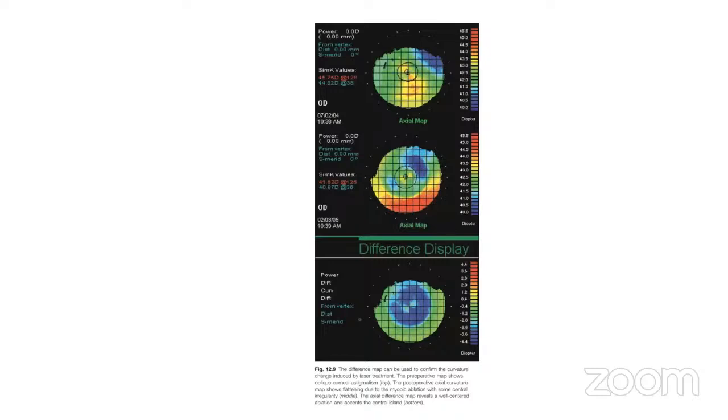This map shows the difference map can be used to confirm the curvature change induced by laser treatment. The preoperative map shows oblique corneal astigmatism, while the post-operative axial curvature map shows flattening due to the myopic ablation with some central irregularities. The axial difference map reveals a well-centered ablation and a central island.